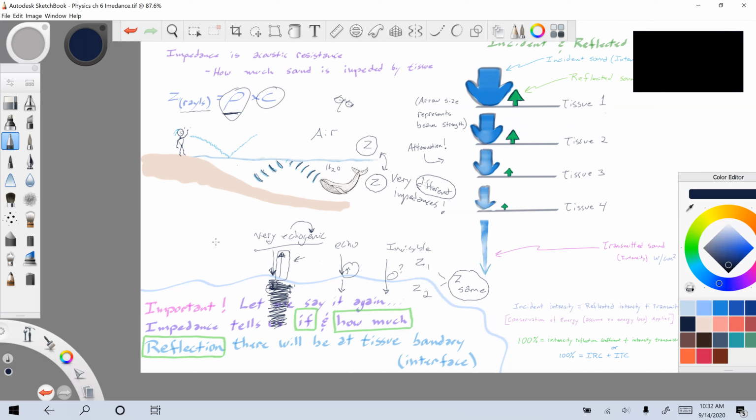So this is called a high mismatch, a low mismatch, and invisible is no mismatch. All right, so everything has to do with mismatching impedances.